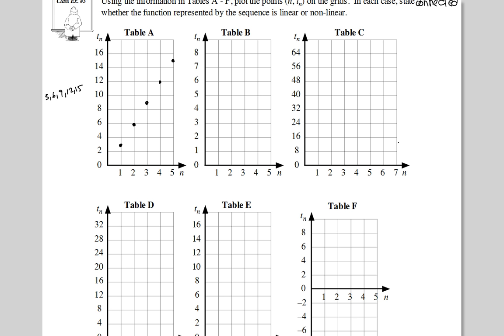Let's do one that was geometric. Let's do table C. Table C went like this: 1, 2, 4, 8, 16, 32, 64. Just from your gut and your instinct, does this appear to be linear? It grows slowly and then it starts to grow quickly. So it can't be linear because the growth is different. Was the growth always the same for this first one?